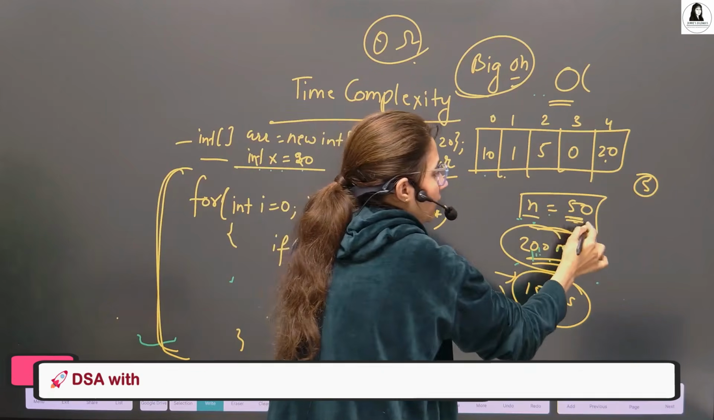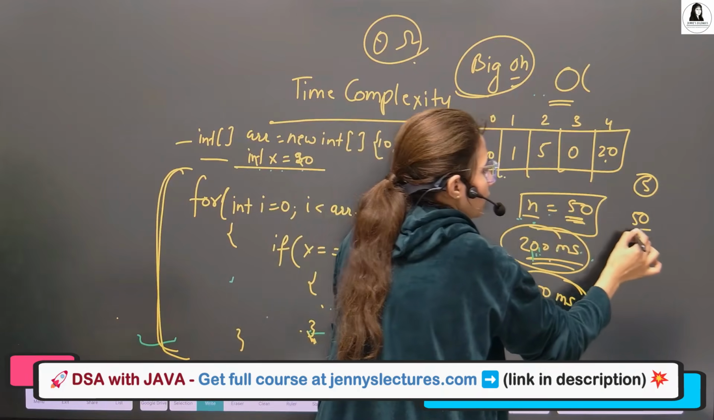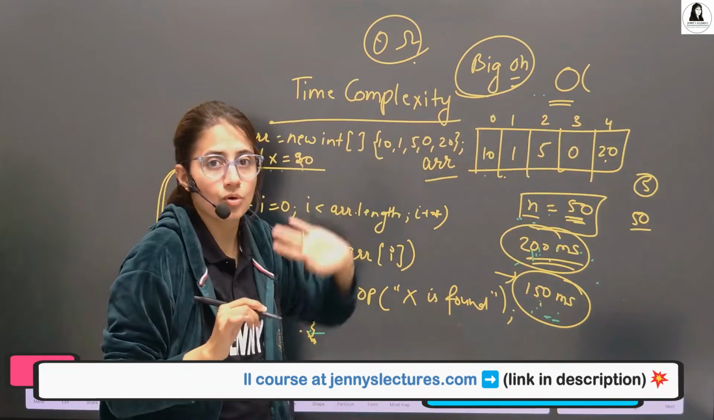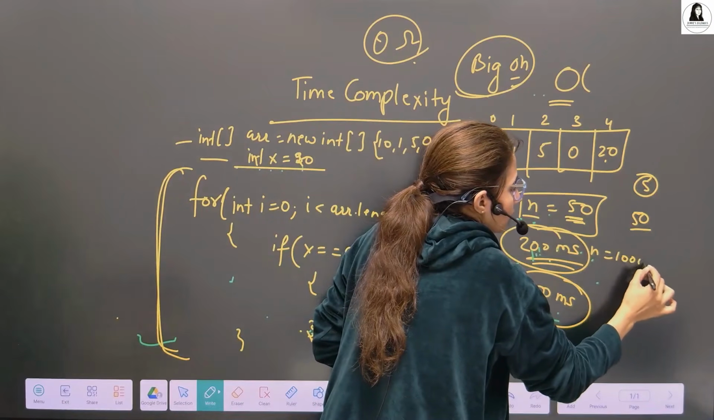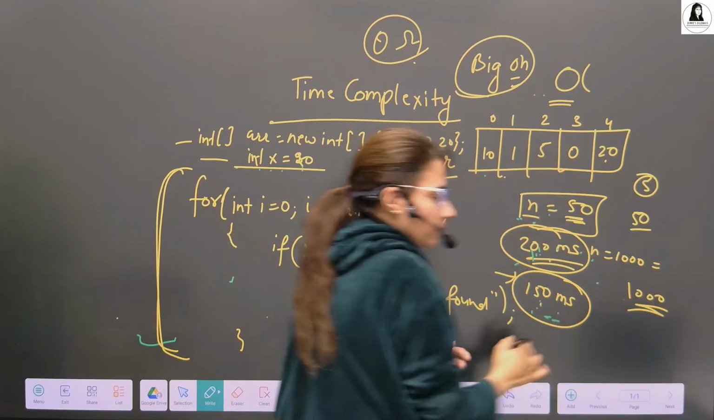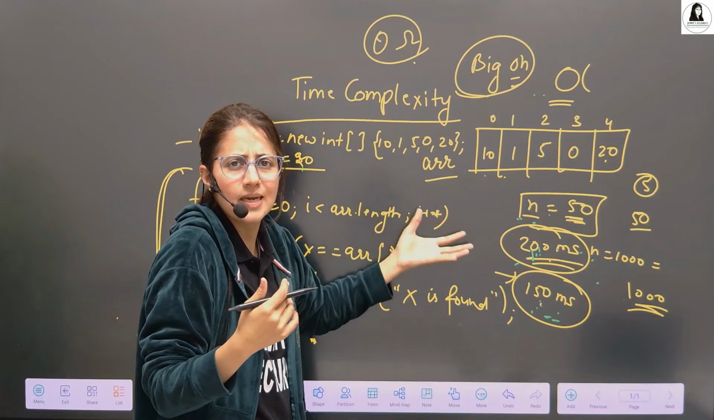If n becomes 50, in the worst case, the number of comparisons required is 50. You have to compare with each element, whether this element exists or not. If n becomes 1000, the number of comparisons becomes 1000. Yes or no? So the number of comparisons depends on the input size.